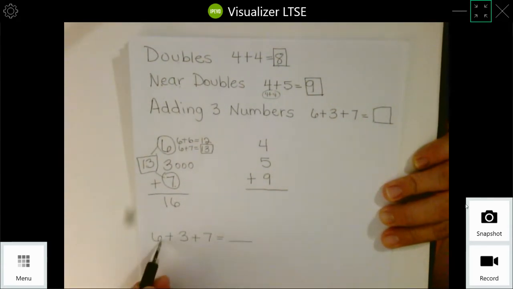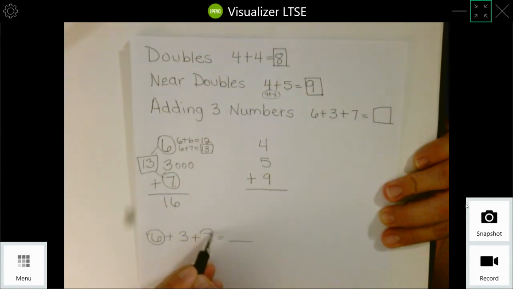And it's the same thing if I did it horizontally. 6 plus 6 is 12. If I add one more, that gives me 13. And now I've got to add 13 and three more. 13, 14, 15, 16.